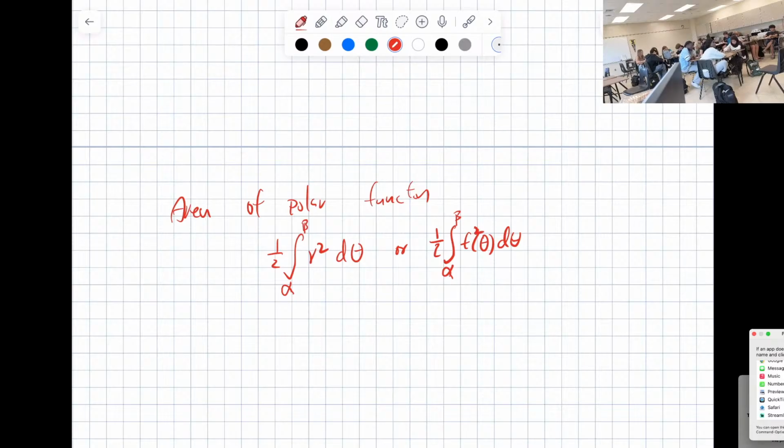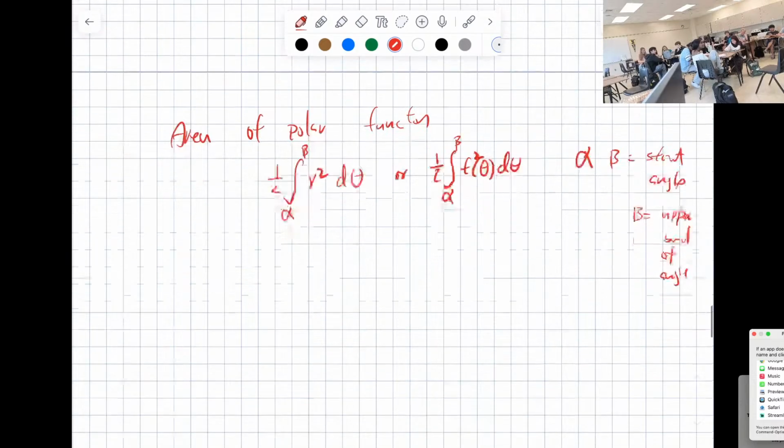Wait, so alpha and beta are the starting angle, and beta is gonna be the end angle, right? It's the upper bound of angle. You just put like 0 to 2 pi.